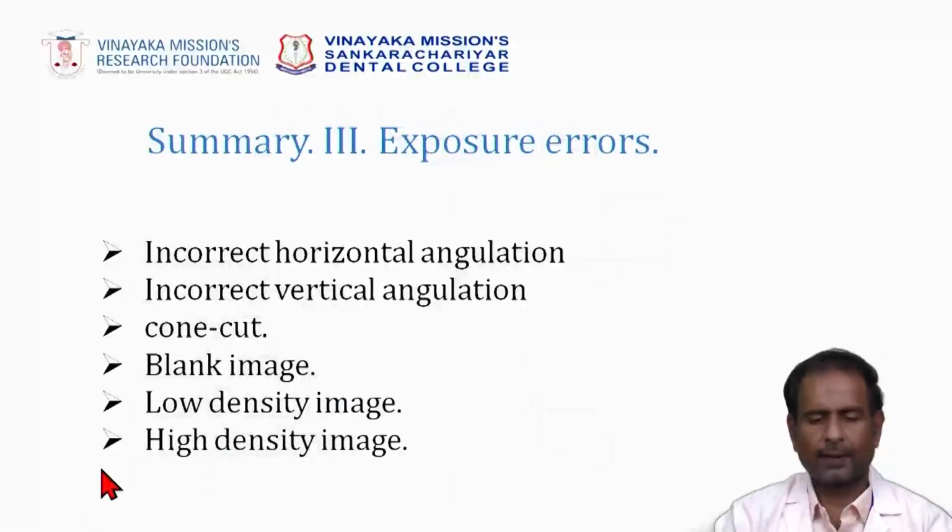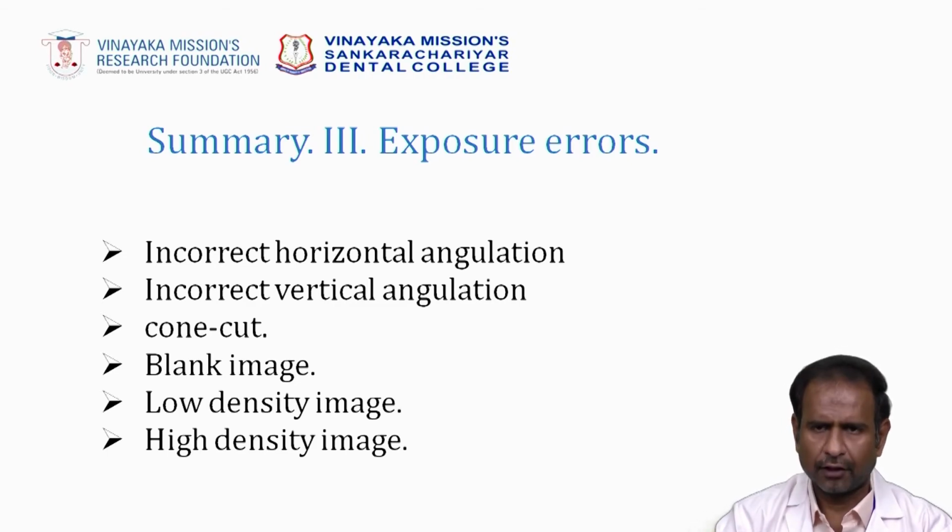So, to summarize the exposure errors: incorrect horizontal angulation will create radiopaque areas in between the teeth, and incorrect vertical angulation causes vertical elongation and shortening. Cone cut occurs from malalignment of the position indicating device. Blank image means an unexposed X-ray film. Low density image is from reduced exposure time. High density image is from increased exposure time. These are all the errors that occur during exposure.